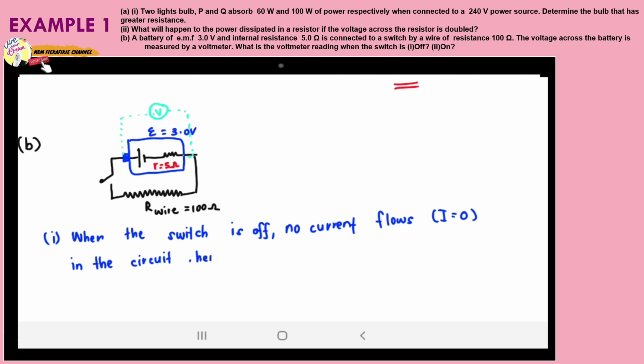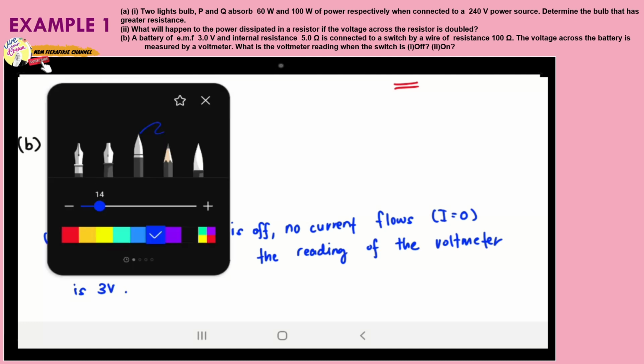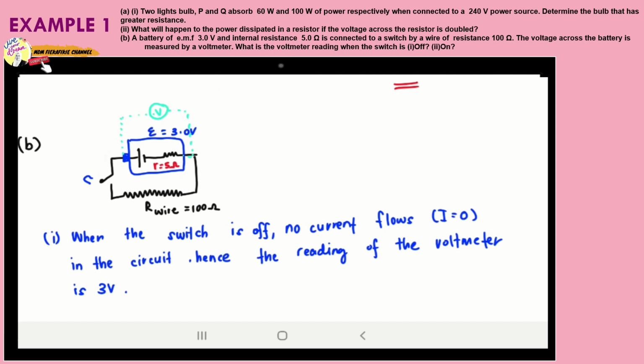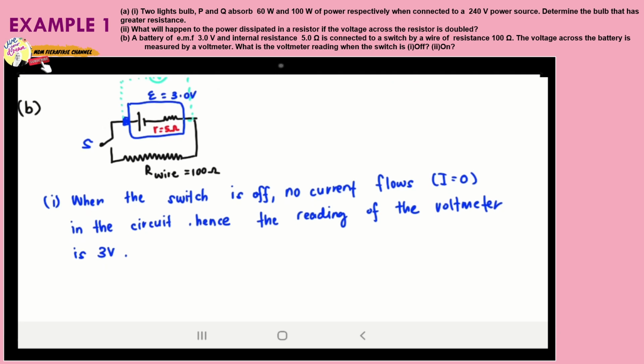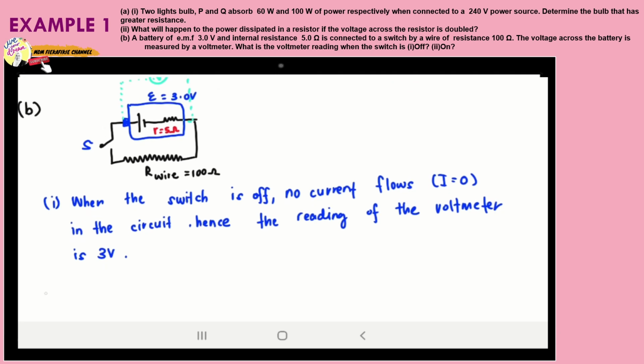Hence the reading of the voltmeter is equal to 3 volt, since the question gives us that the EMF is equal to 3.0 volt. So when the switch S is off, the reading of the voltmeter is the reading of the EMF, which is 3 volt. And what happened when the switch is on?